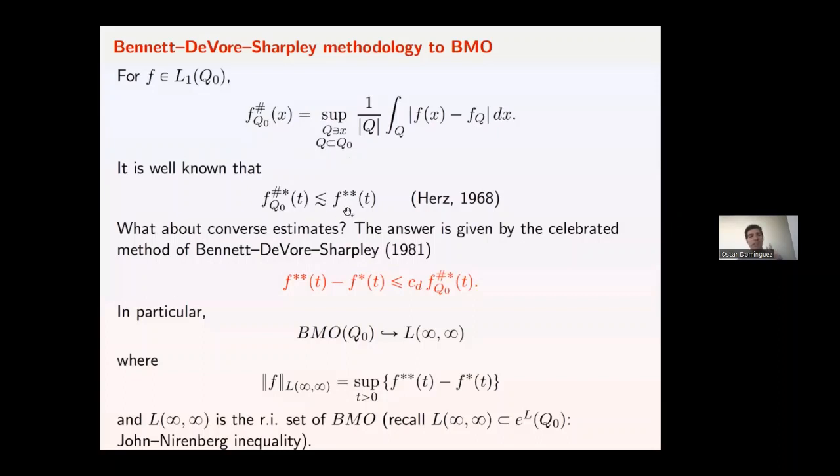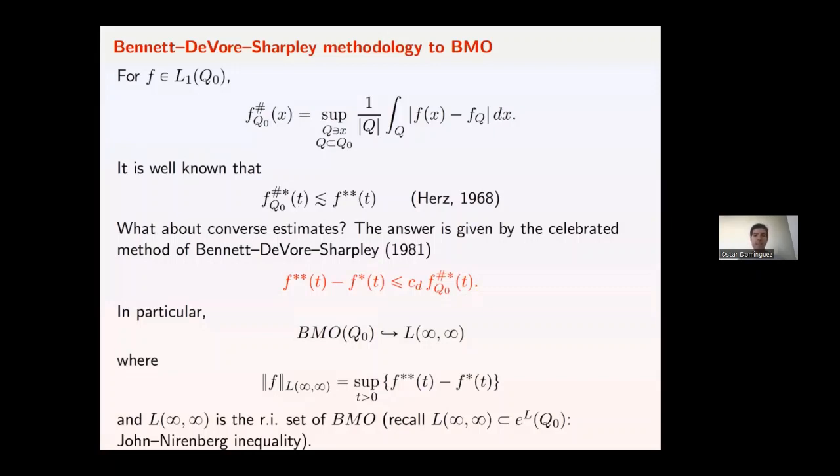It is an immediate consequence of Hertz estimate, as I already mentioned at the very beginning, that you can control the rearrangement of the Sharp maximal function via the maximal function itself. But what about converse estimates? I mean, assume that you know the decay properties of the Sharp maximal function. What kind of information can you gain about the function f itself?